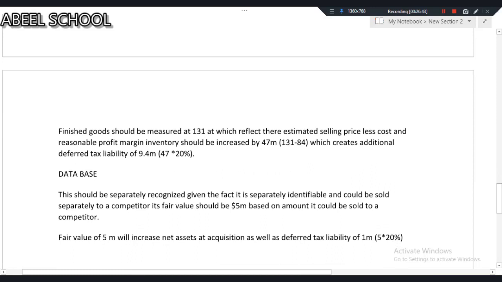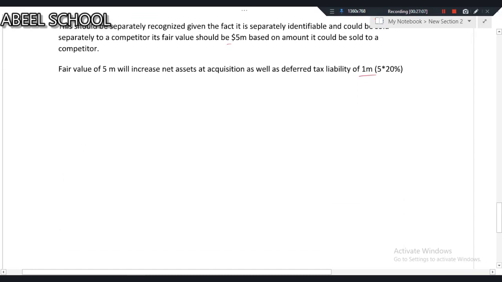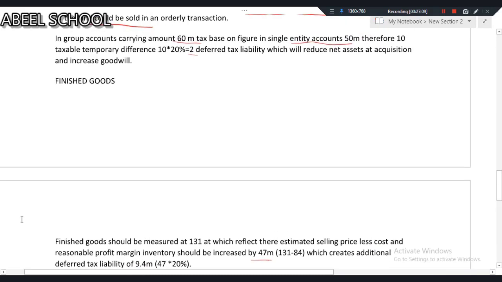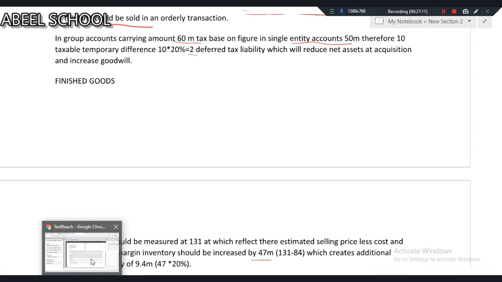Finished goods should be measured at 131, which reflects their estimated selling price less cost and reasonable profit margin. So there's a fair value adjustment of 47, which results in a deferred tax liability of 9.4. Database fair value adjustment is 5, which results in a deferred tax liability of 1 million. This is the discussion which is needed. Now let's go back to the question.